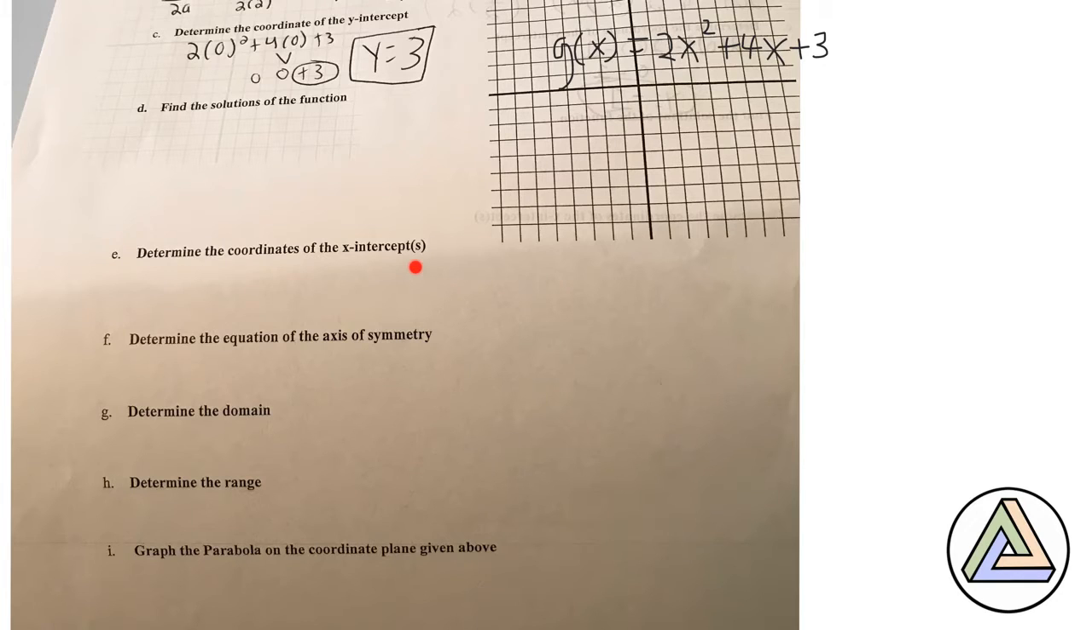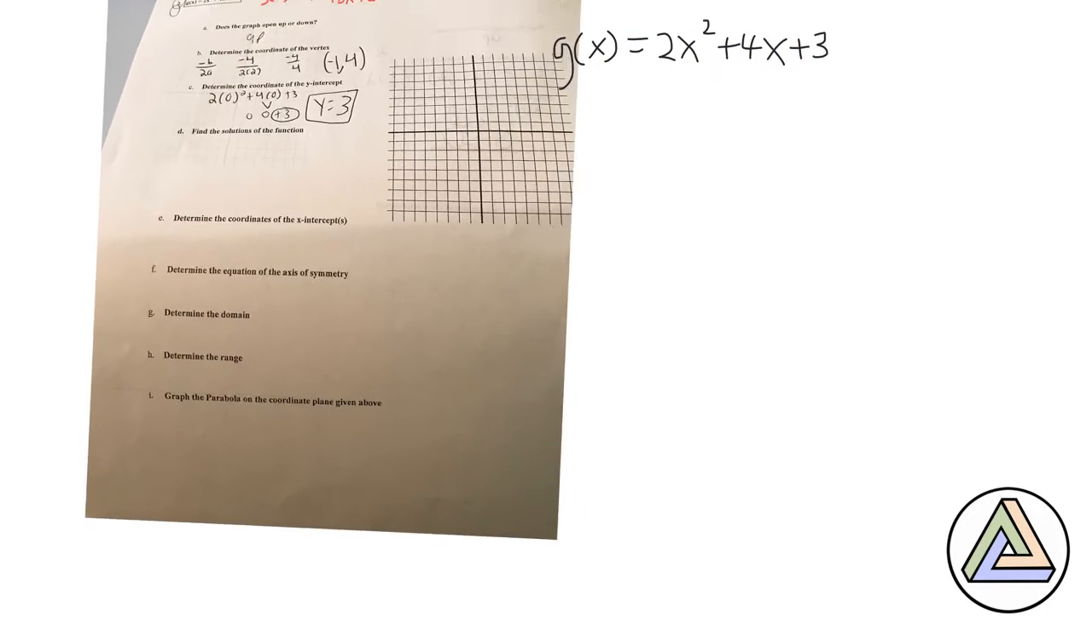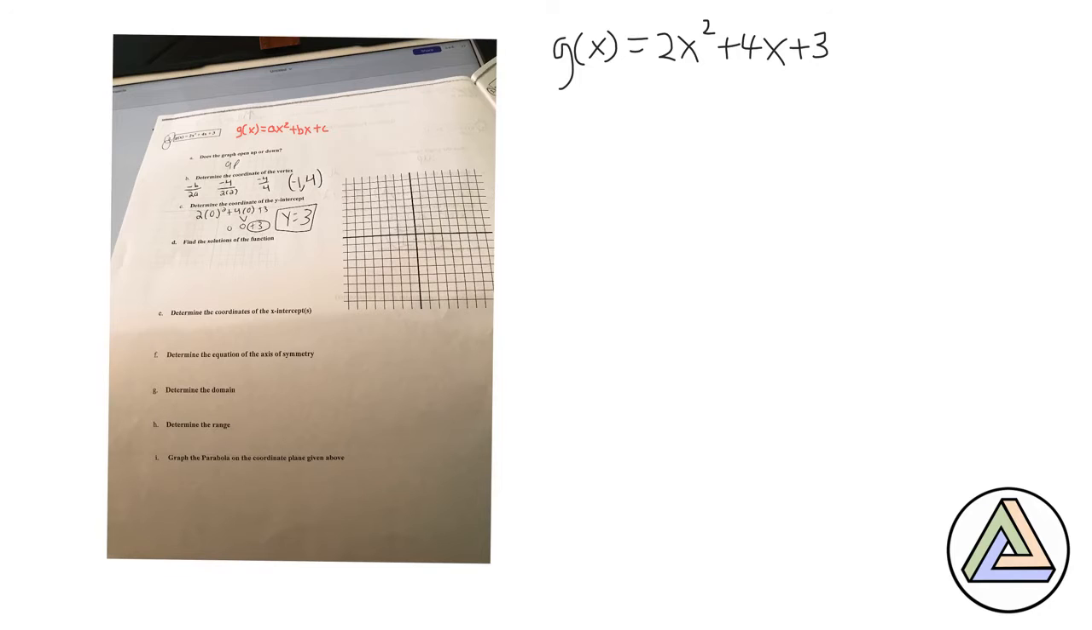Moving on to the next section: determine the coordinates of the x-intercepts. Well, check this out. When there are no solutions, you know what that means? That means that this parabola does not even cross the x-axis. So you know what the coordinates of the x-intercepts are? Nothing. There aren't any x-intercepts. Thank God we can move on and not even worry about it. Moving on.